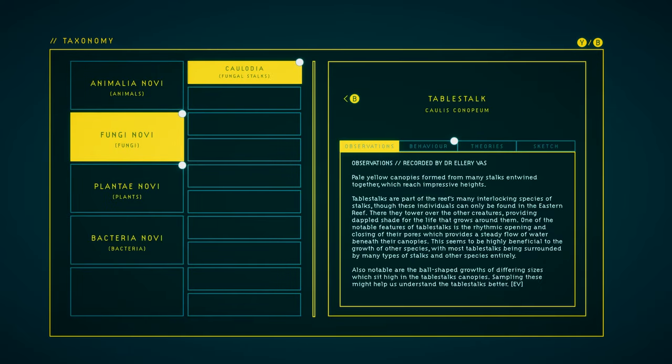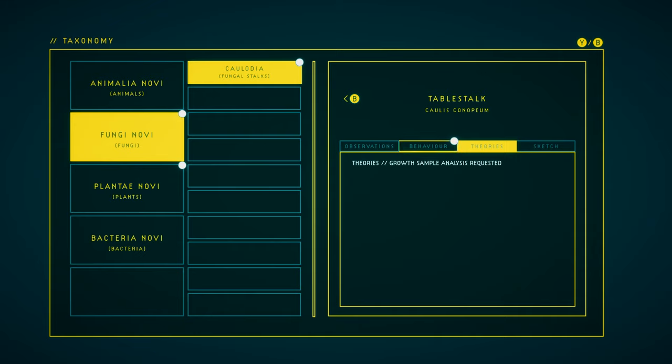Table stock. Is this entirely new? I think this... I don't remember if we read the observations on this. I don't think we did.